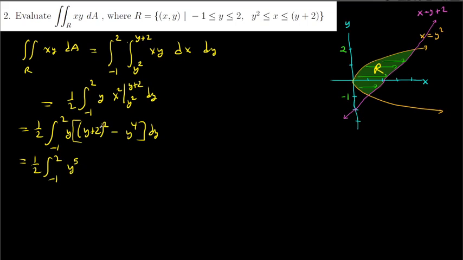I'm sorry. This is just y. Yeah, I can't do that. All right, so y squared times y is y cubed plus 4y squared plus 4y, right, plus 4y. And then minus y to the fifth.